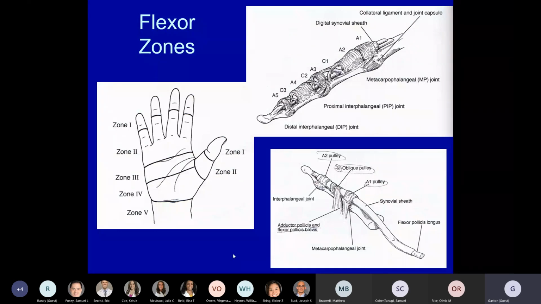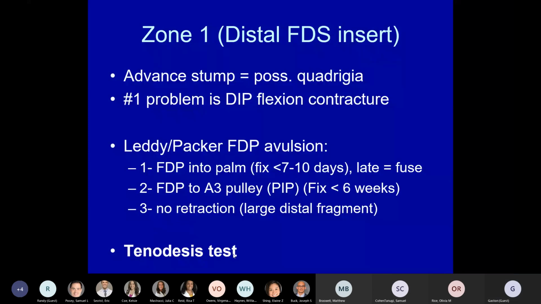As I already told you, remember A2 and A4 are the important pulleys for preventing bowstringing of the tendons. Oblique pulley is the most important for the thumb. Zone 1 FDP injuries, again, distal FDS insertion. If you advance the stump too far, you can give them quadriga. We already talked about that. The #1 complication of an FDP repair in zone 1 is a DIP flexion contracture.